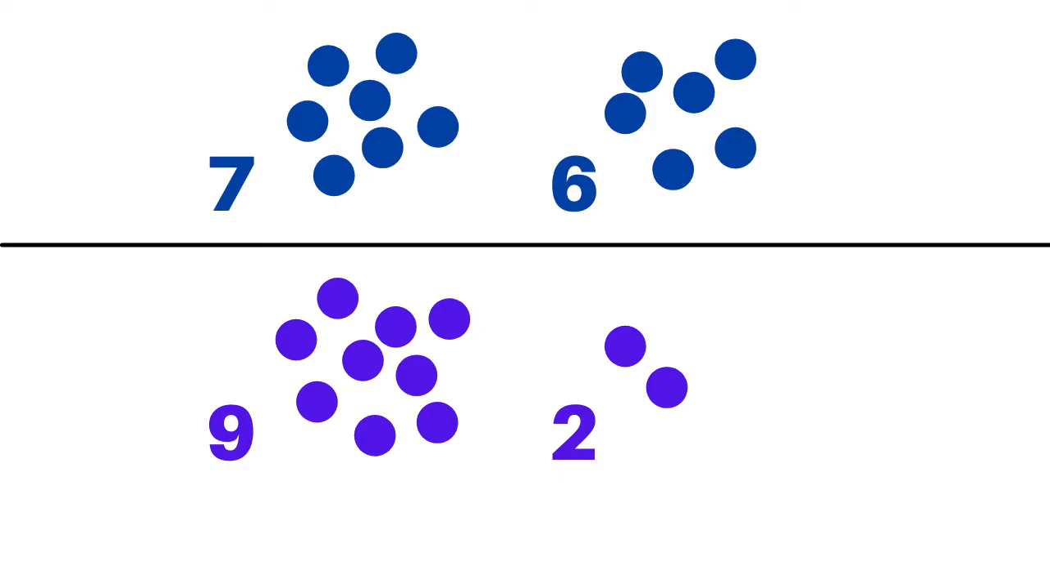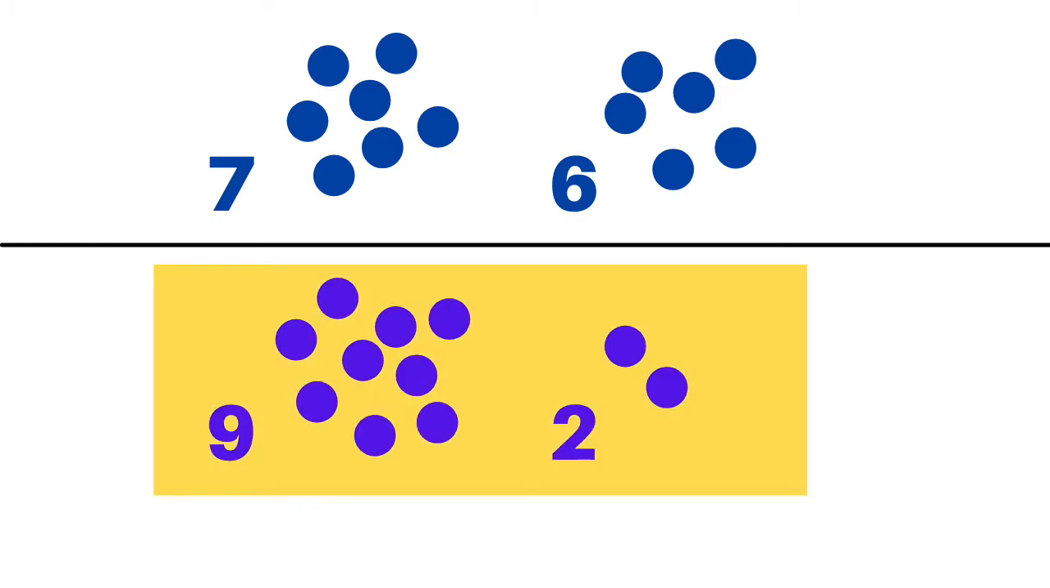Why? Because numbers like 7, 6, 9, 2 really mean amounts. The amount 7 is almost the same as the amount 6. These amounts, 9 and 2, are more different. What if you wanted to think about these differences more precisely?